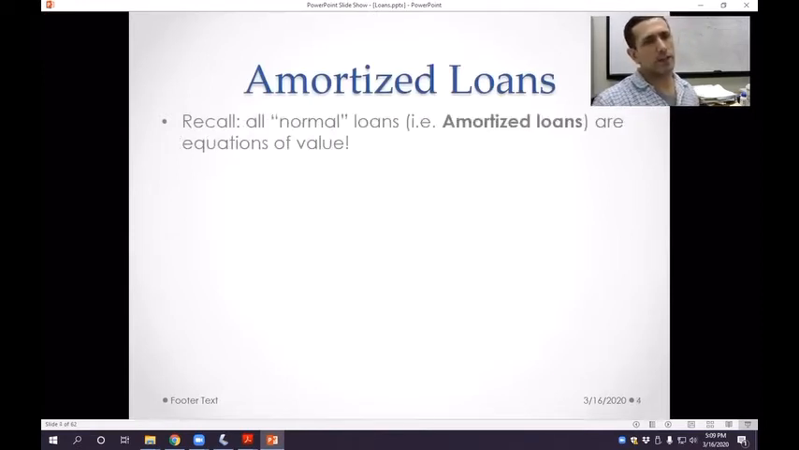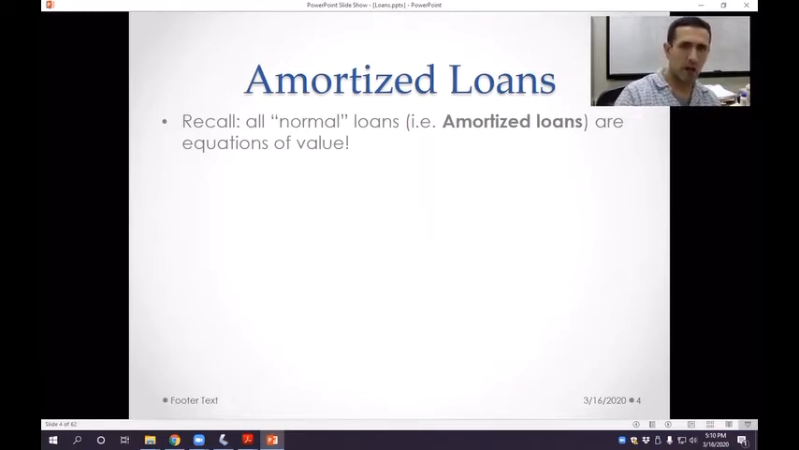We're going to talk about amortized loans. And that's just a fancy term for a normal loan, basically loans that we've been dealing with throughout this course. What that means really is that it's basically an equation of value. I get some cash in, and I have to pay that back. That's literally it. You get cash in, you have to pay some of that back. Well, you have to pay all of it back, not some of it.